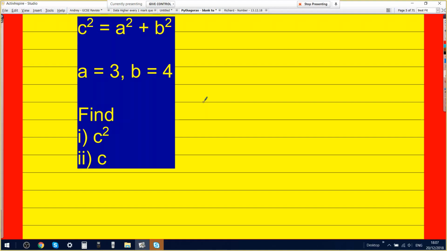C squared equals A squared plus B squared. Well, A equals 3, so that's 3 squared, 9. B is 4, 4 squared is 16. 9 and 16 is 25. C squared is 25. Well done.